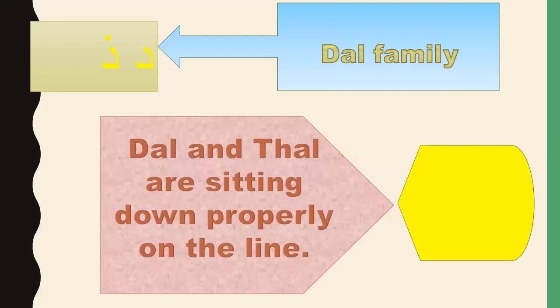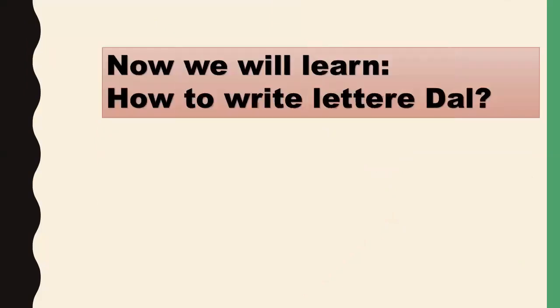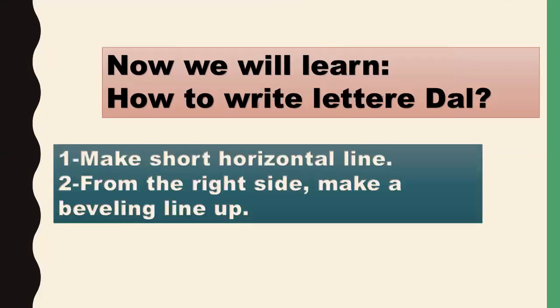Dal and Zal are sitting down properly on the line. Now, we will learn how to write letter Dal. Make a short horizontal line, like this. From the right side, make a beveling line up. This is Dal. Please repeat after me, Dal, Dal.